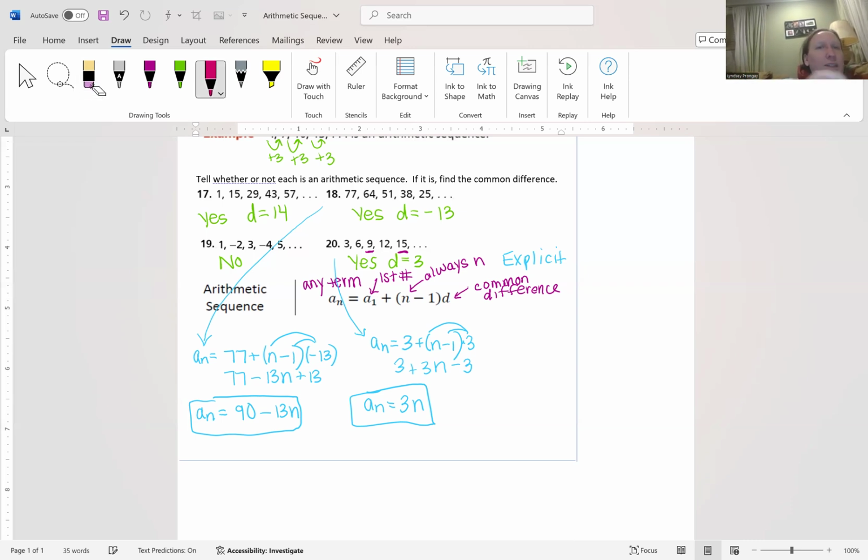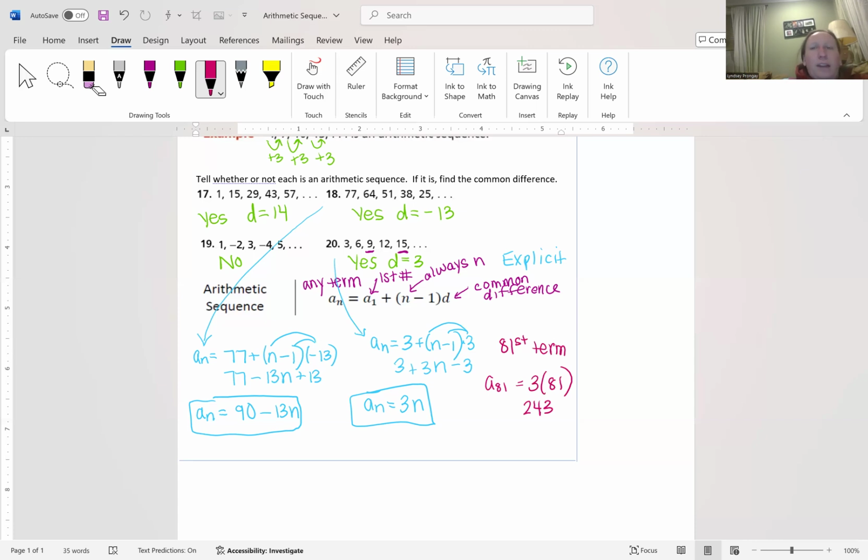So just to show you one last thing here, the reason this is useful: for number 20, the one we just did, if I asked you to find the 81st term, could you sit there and keep counting out your sequence 81 times to figure it out? Yes, you could. That would take a while though. So once we know our explicit formula, if we're trying to find the 81st term, a sub 81, we would just plug in 3 times 81 to figure that out, and we would get 243. And that is a lot faster than having to write out your sequence 81 times to get to that number.